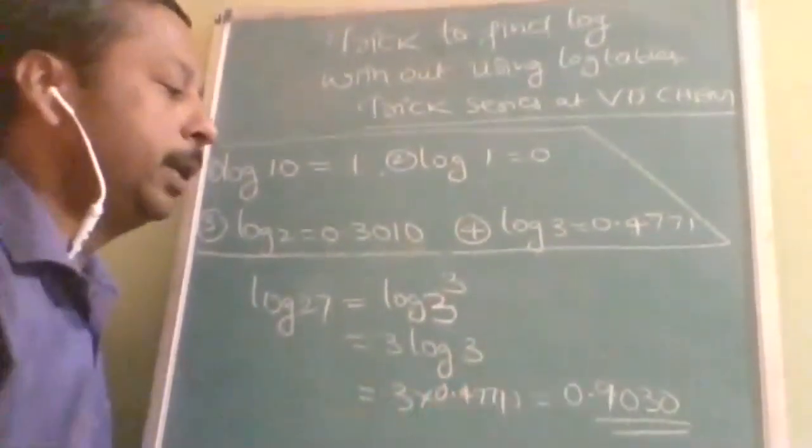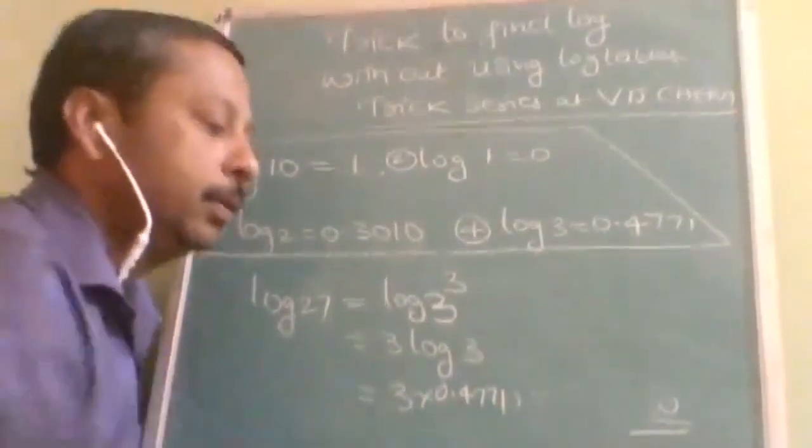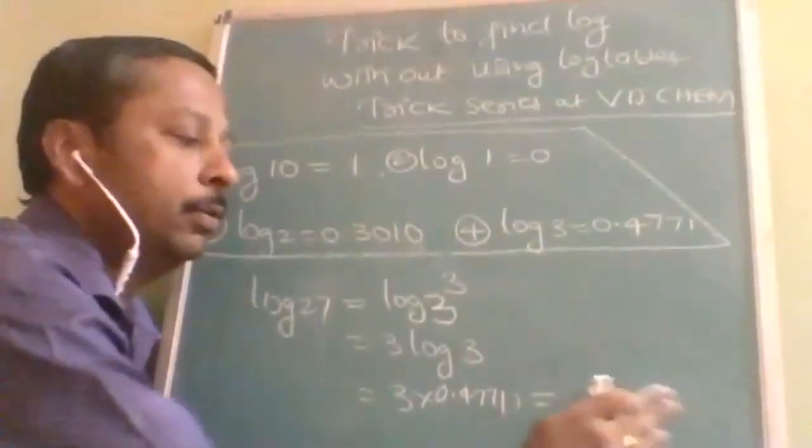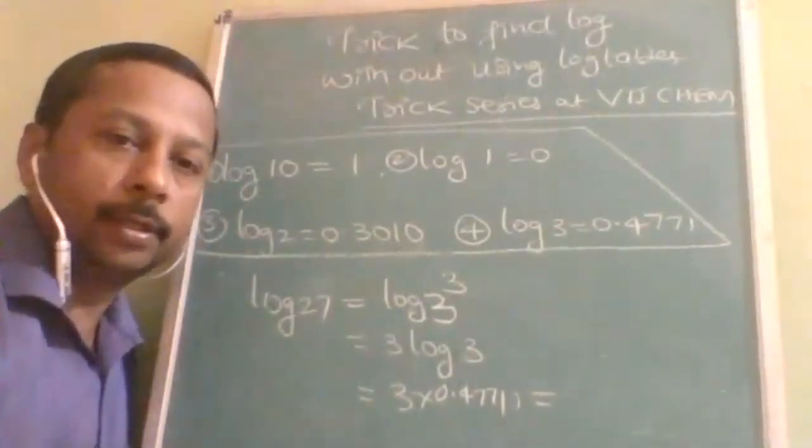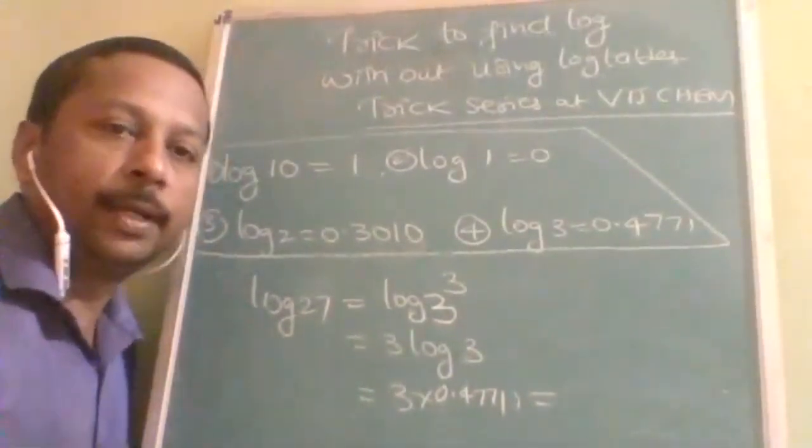0.4771. So when you multiply, you will get the answer. So it is applicable for bigger values also. It is applicable for smaller values also. So let us take some more complicated examples.